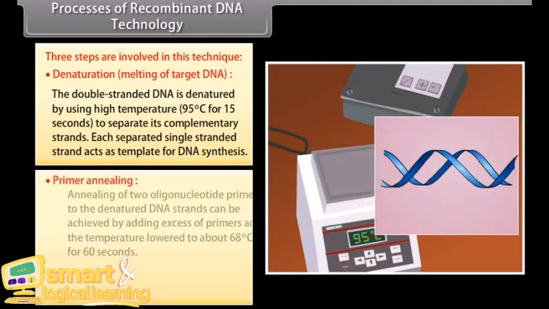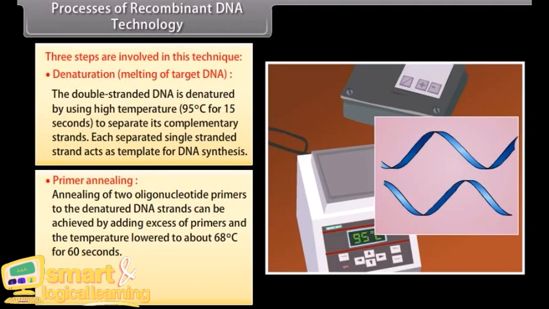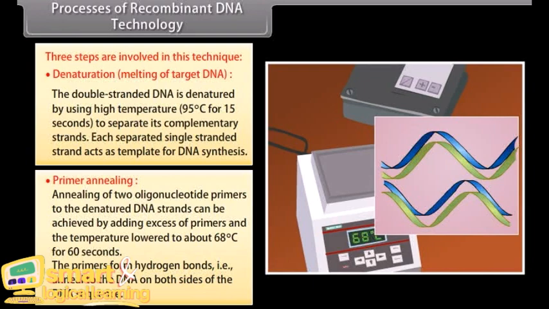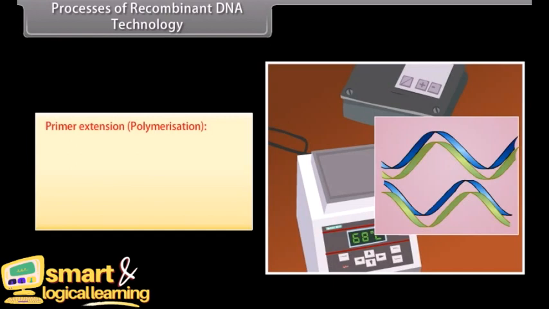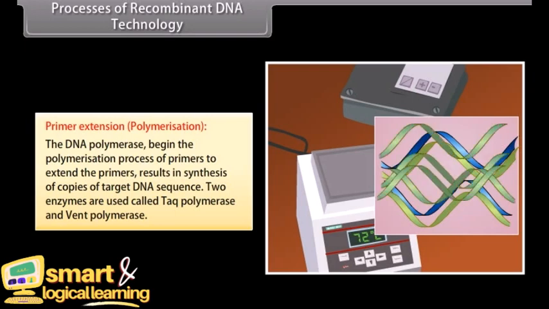Primer annealing. Annealing of two oligonucleotide primers to the denatured DNA strands can be achieved by adding excess of primers and the temperature lowered to about 68 degrees Celsius for 60 seconds. The primers form hydrogen bonds and are annealed to the DNA on both sides of the DNA sequence. Primer extension, polymerization. The DNA polymerase begins the polymerization process to extend the primers, which results in synthesis of copies of target DNA sequence. Two enzymes are used called Taq polymerase and Vent polymerase.